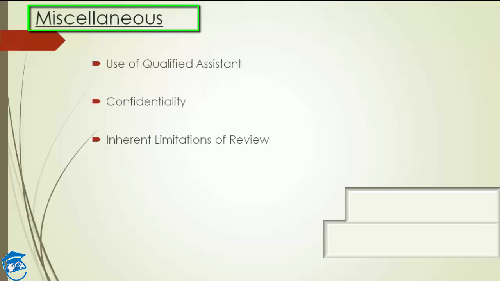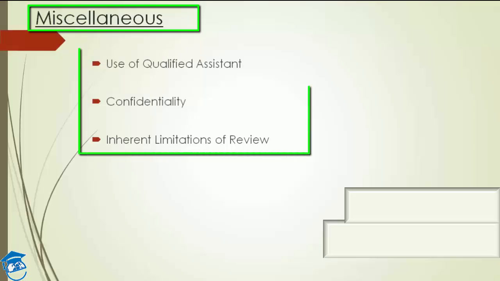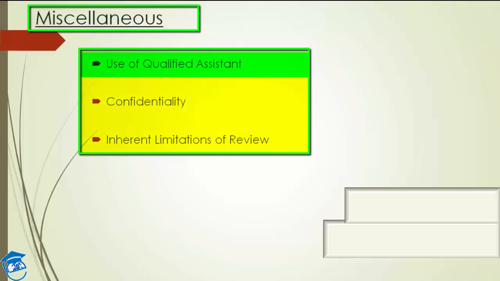Let's move towards the last topic of the day, and that will be miscellaneous. So the number one miscellaneous topic will be the use of qualified assistants. Guys, I must tell you that the reviewer, the person who has been in practice for the past 10 years, may take the help of qualified assistants while carrying out the peer review. The board decided to clarify that the reviewer is permitted to take the assistance of only one assistant, who shall be a chartered accountant or a person who does not attract any of the disqualifications.